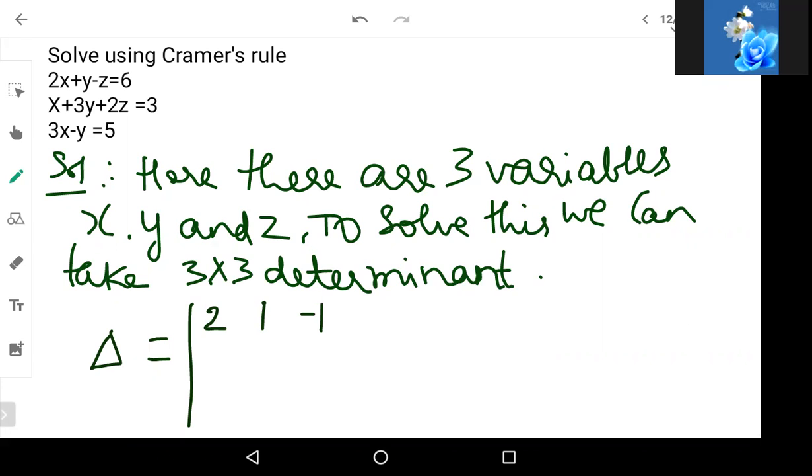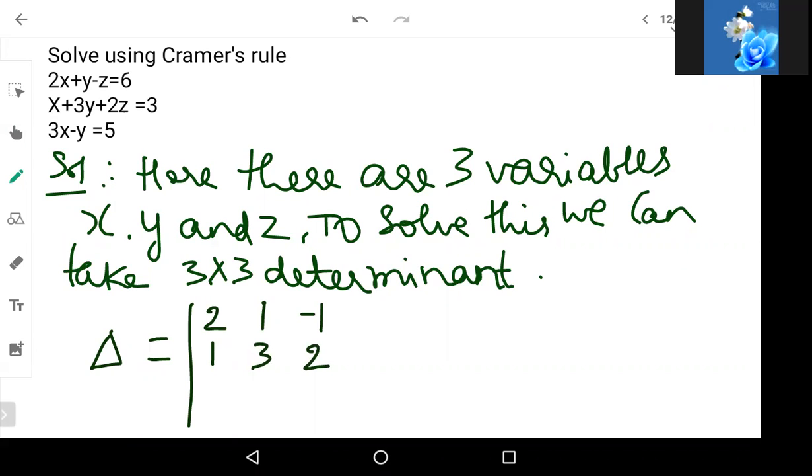Now similarly, can you say me the coefficients for the second equation? What are the coefficients for the second equation? For x, what is the coefficient? 1. Okay. For x, the coefficient is 1. For y, the coefficient is 3. For z, the coefficient is 2.